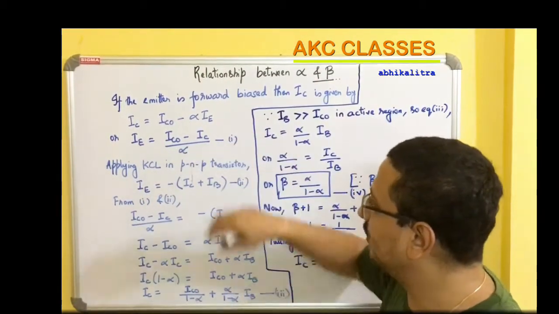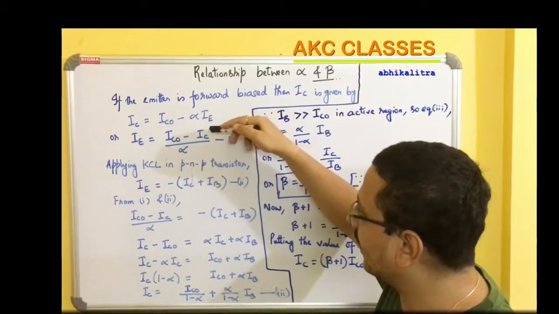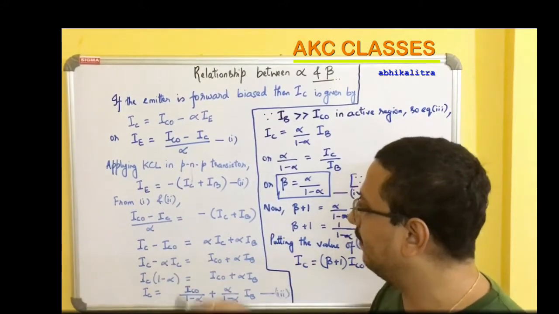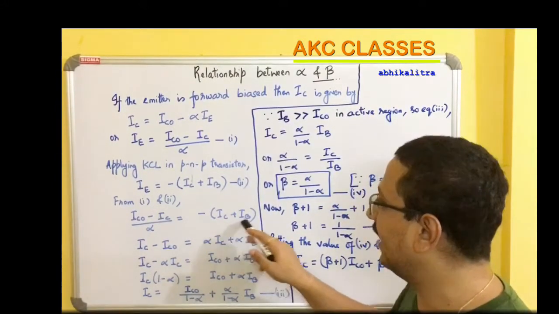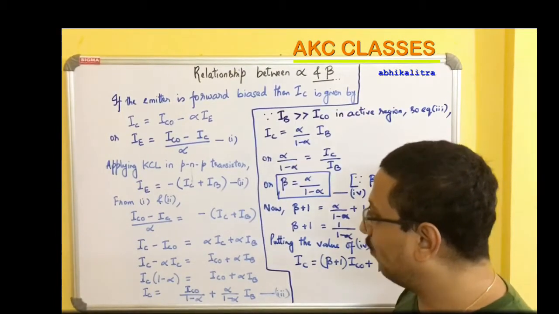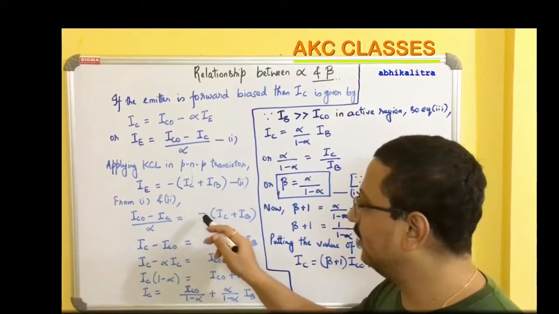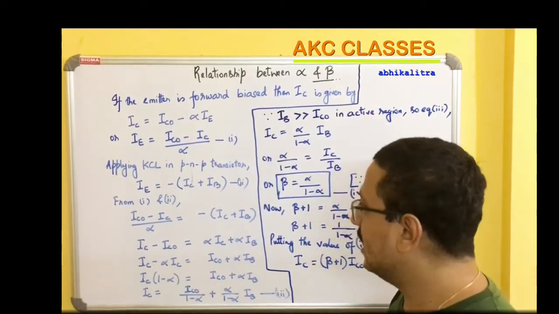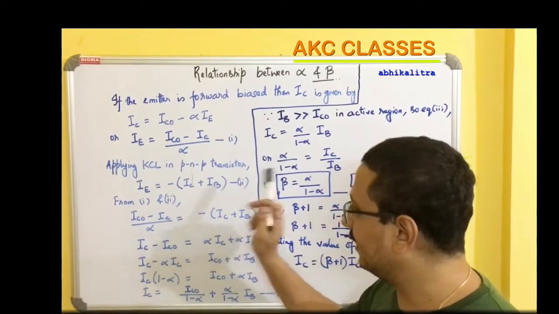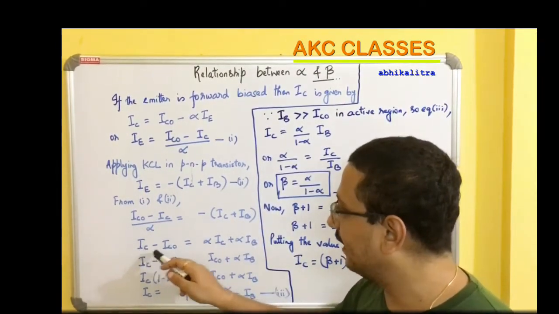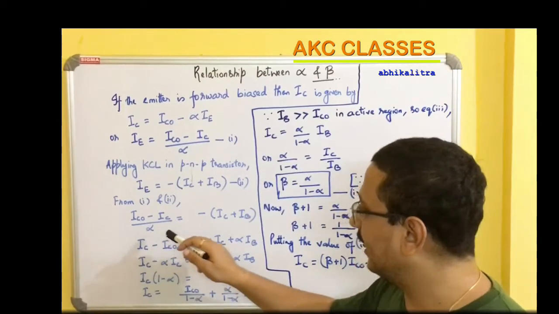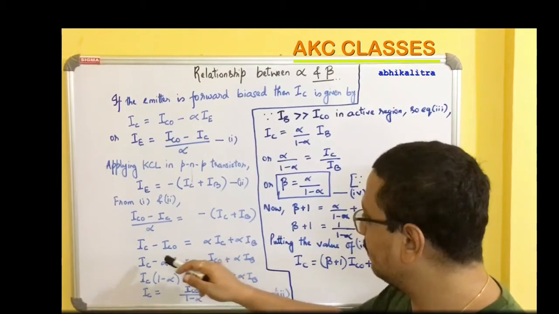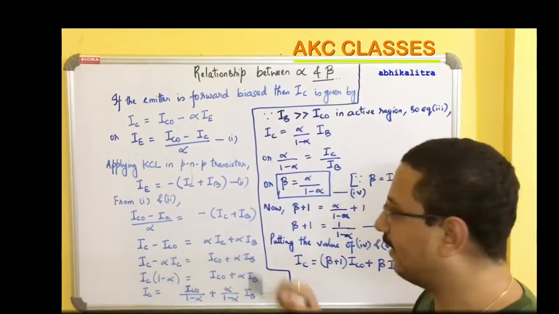If I compare these two, I can equate the RHS of the two equations. So ICO minus IC, whole divided by alpha, equals minus of IC plus IB. First we remove the negative sign, so we multiply both sides by the negative sign. The minus sign is cancelled, and this becomes IC minus ICO, and alpha is cross multiplied with the RHS, which comes out to be alpha times IC and alpha times IB.